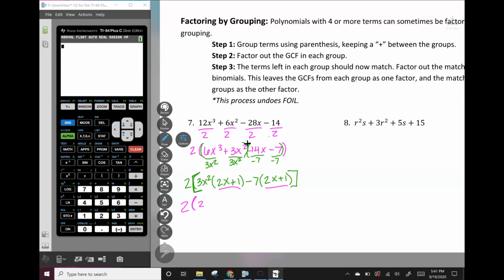Then we'll have the 2x plus 1 factored out. And the 3x squared minus 7, that's what's left after you factor out the 2x plus 1. So the other factor will be 3x squared minus 7. Those matching ones become one factor because you're factoring them out. And then the leftovers right here, those original GCFs, 3x squared and minus 7, become the other factor.